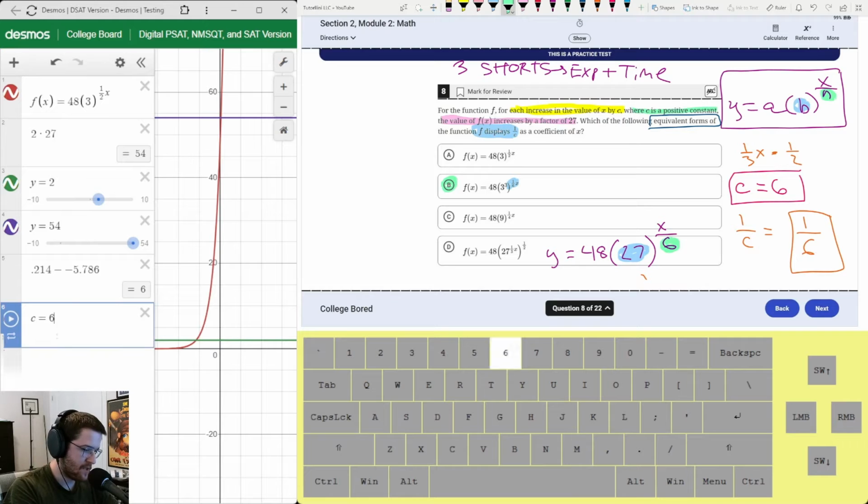So C equals 6. And that means 1 over C is 1/6. And you can now look at the answer choices and just scan with your eyes. Do you see a 1/6 in any of these answer choices? The only answer choice that has a 1/6 in it is B. Great, let's keep going.